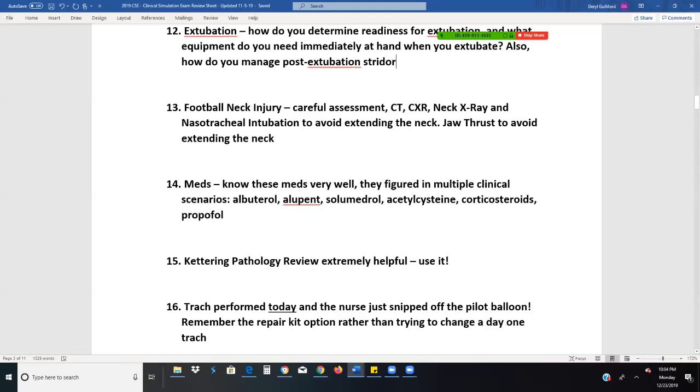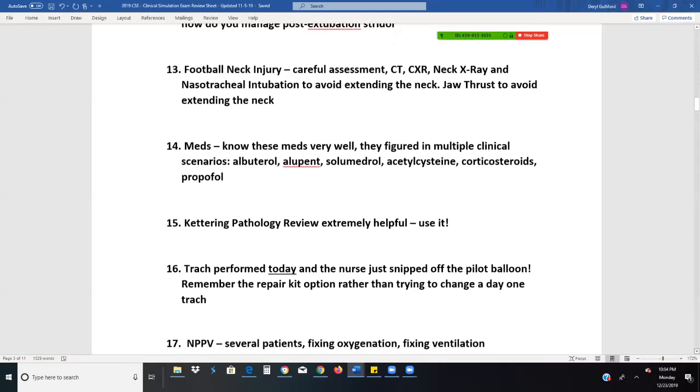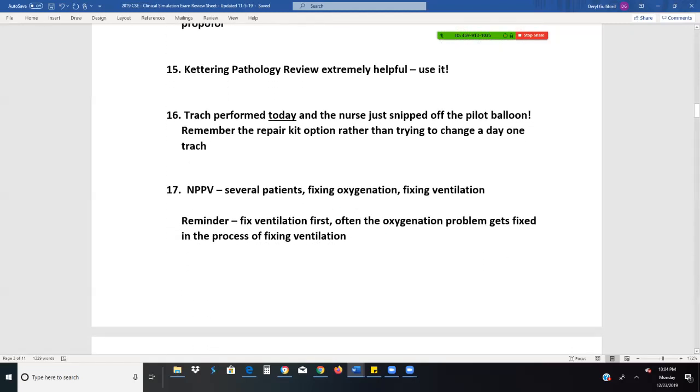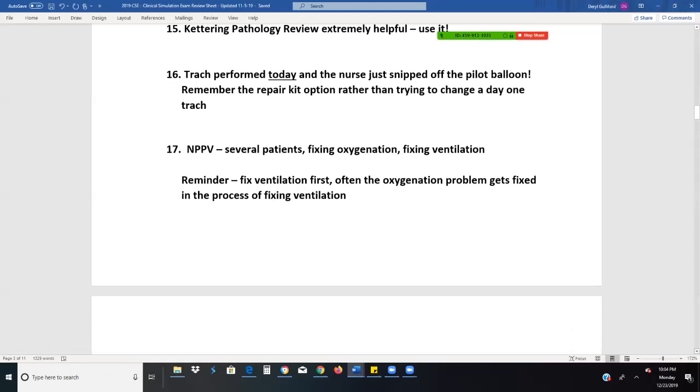The Kettering Pathology Review is extremely helpful. Use that, definitely use that. I think I already mentioned that, but it's the back section of the Kettering Study Guide.